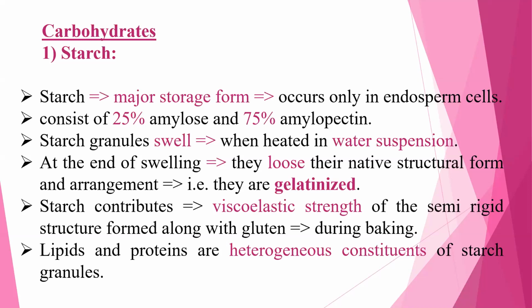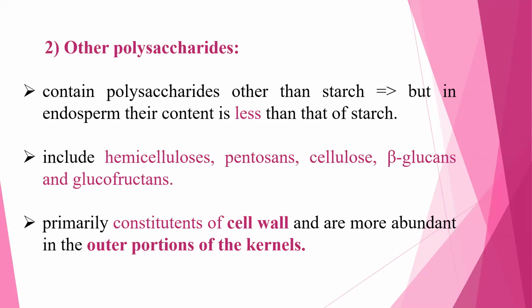Starch contributes viscoelastic strength to the semi-rigid structure formed along with gluten during baking, while lipids and proteins are heterogeneous constituents of starch granules. It contains other polysaccharides also in the form of hemicellulose, pentosans, cellulose, beta-glucan, and glucofructans, which are present primarily in the constituents of the cell wall and are more abundant in the outer portion of the seed kernel.